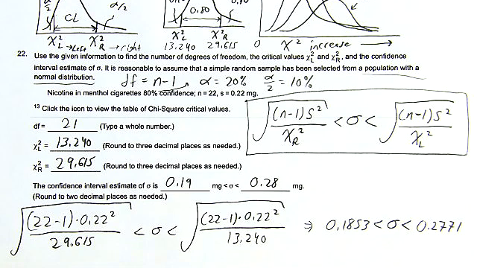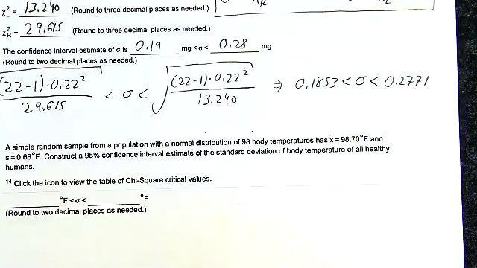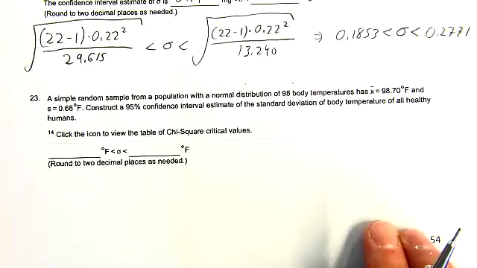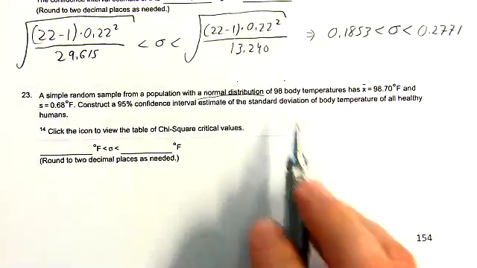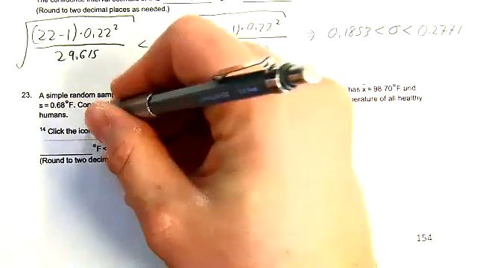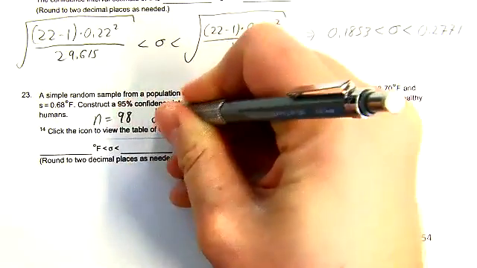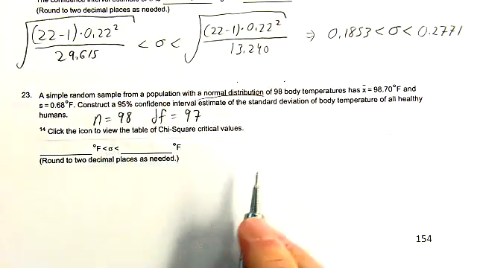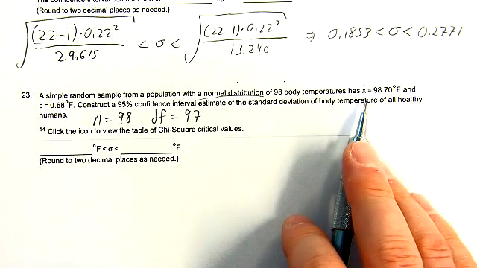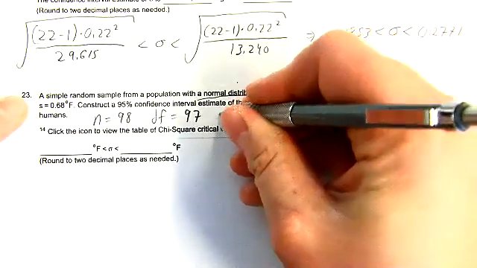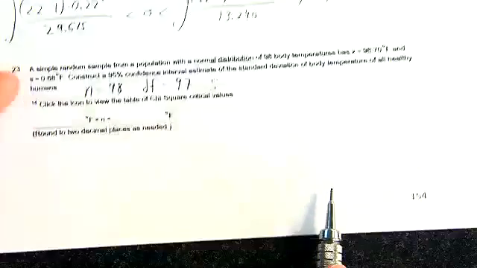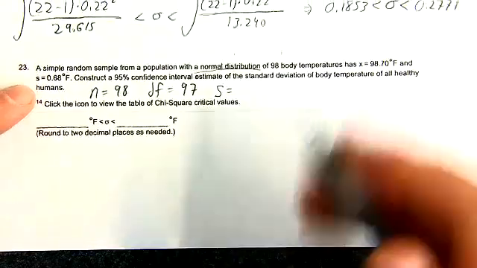Okay, let's try 23 and see this again. So we would have a simple random sample from a population with a normal distribution. Because it says that, we can proceed, of 98 body temperatures. So n is 98, which means degrees of freedom is 97. Subtract 1 from that. Has a mean of 98.7 and a standard deviation of 0.68. So notice in no place in here did we write x bar, the mean, so we don't need that number. s is 0.68.